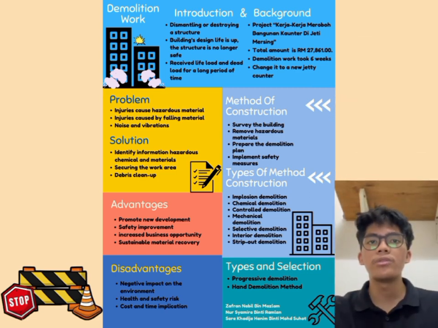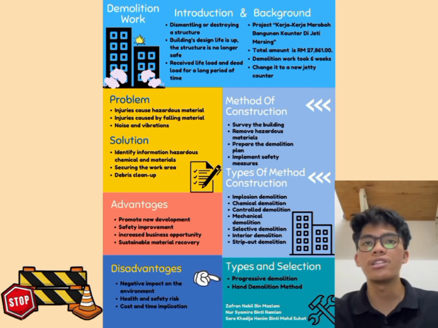Assalamualaikum. My name is Zafran Nabil bin Mazlam. So, I am going to continue this presentation with type and selection. The type of demolition that has been applied for this case study project is progressive demolition. Progressive demolition is demolition work by dismantling or demolishing a structure member part by part before the building collapses. It is also known as top-down demolition, which is a method of deconstruction that starts from the top of a structure and works its way to the ground.